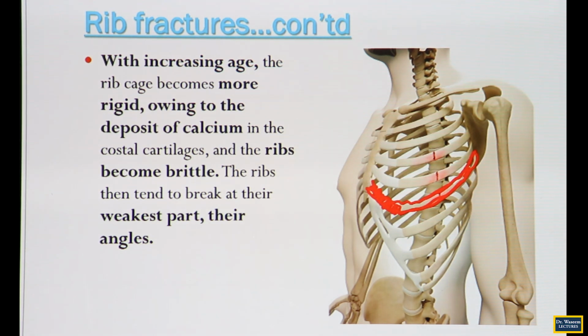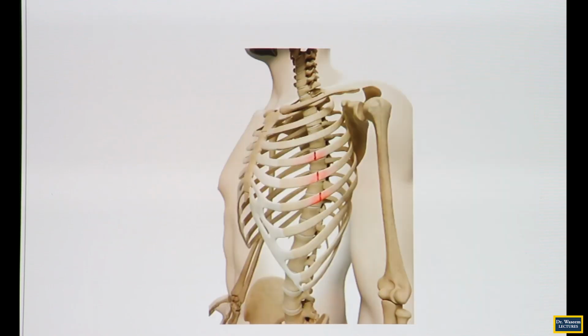The ribs then, and I have already told you, the weakest part of the ribs, which usually fractures most, is the angle, where you see there is an immediate curve. You see that the angle of the rib is the most important, the weakest and the brittle part of the rib.